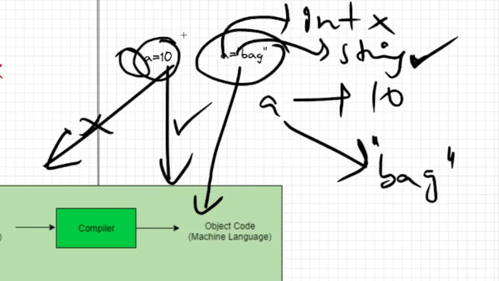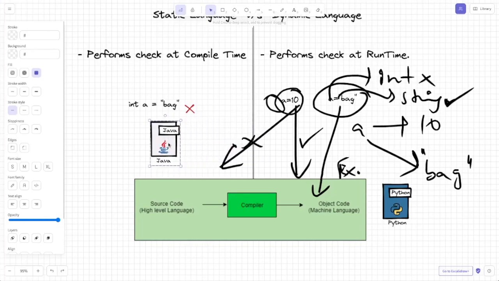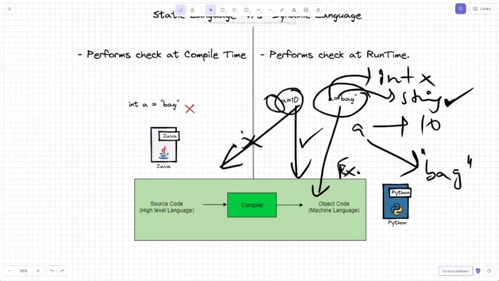In a dynamic language, we don't have to worry about the specific type beforehand. As we have seen, we can assign and reassign any type. First a was having an integer, but now a contains bag, because we have not given the type prior. So these kinds of languages are called dynamic languages. An example for this is Python. Examples for static languages are Java and C++ and whatnot. So Python is a dynamic language, whereas Java is a static language. This is how we differentiate between static languages and dynamic languages.